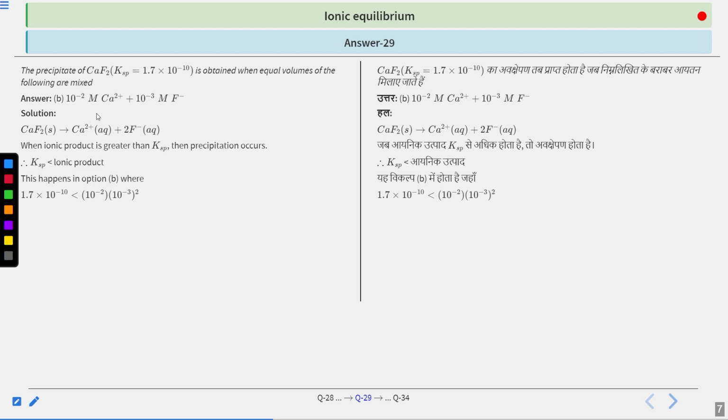So if you take 10 to the power minus 2 into 10 to the power minus 3 of this, you will take the square because F has a coefficient of 2. So we'll take the square of the F minus concentration. So this thing is coming out to be 10 to the power minus 8, which is greater than the 10 to the power minus 10 value. So option B is saying very clearly that your ionic product has a greater value than the solubility product. Clear? Okay. So correct option is B accordingly.